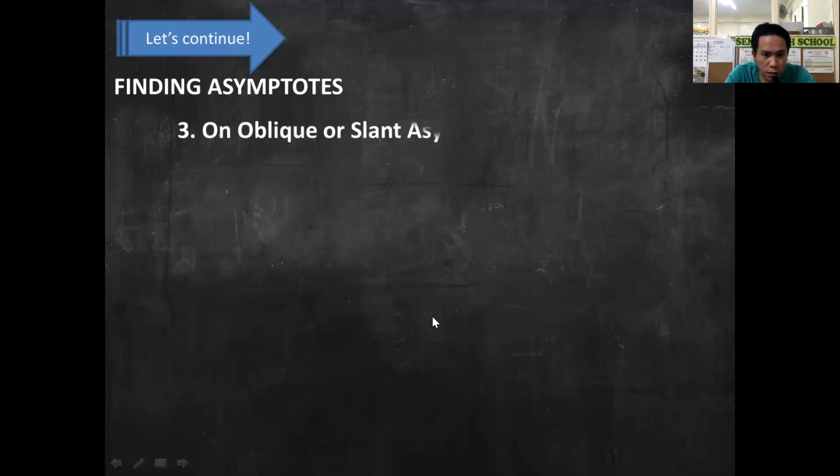Next. Oblique or slant asymptotes. Meron namang oblique or slant asymptotes. Kapag wala siyang horizontal, ibig sabihin meron siyang oblique. So kung walang horizontal, therefore meron oblique.